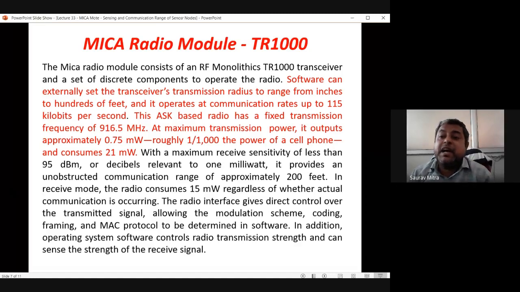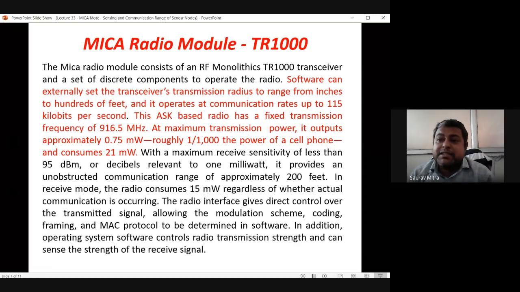So we are not changing any hardware. Just by software programming, we can control the transmission power of the TR1000, and we can control the transmission range of the whole MICA Mote node. A very big thing. Okay. So from inches to hundreds of feet, and it operates at communication rates up to 115 kilobits per second. This is the data rate.